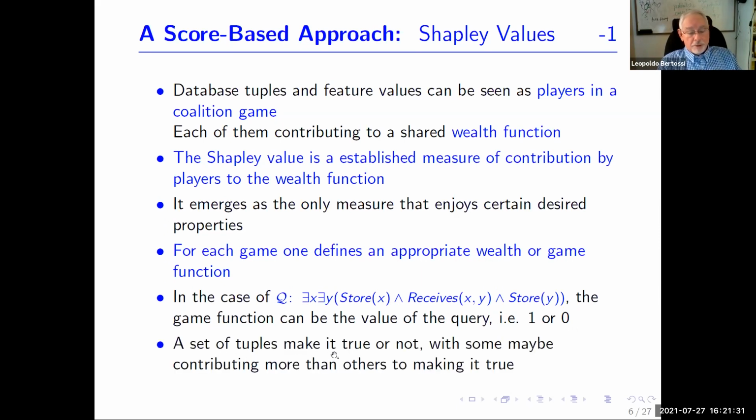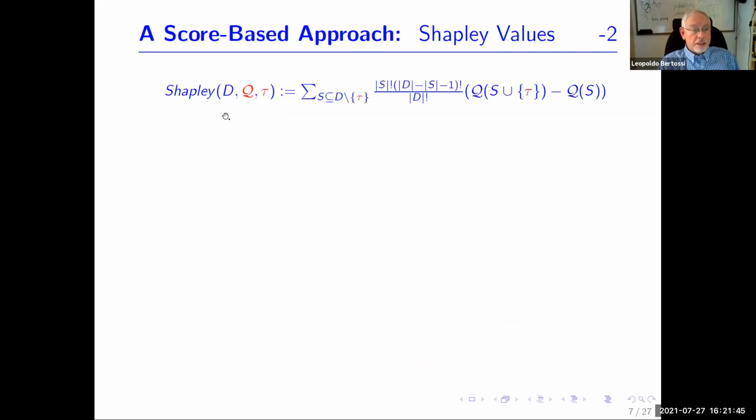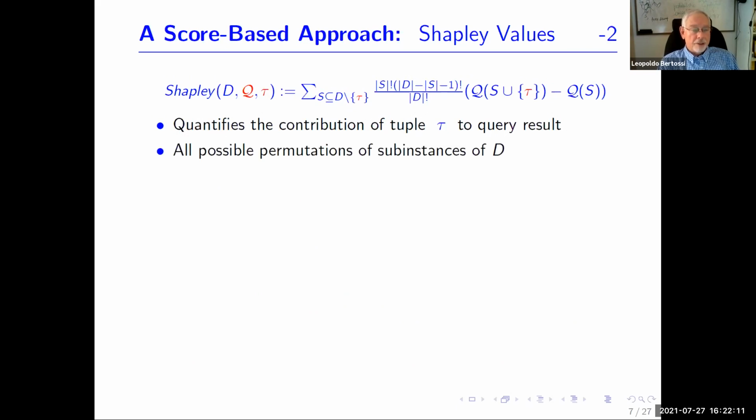We have a database, but we consider a sub-instance, a set of tuples, that makes the query true or not, with some of them maybe contributing more than others to making it true. So this is the Shapley value that we can use in this particular setting, where the query is the gain function, and this is basically what we are doing here: we are trying to quantify the contribution of tuple tau to the query result. This is the general Shapley value expression with the particular gain function that we are considering.